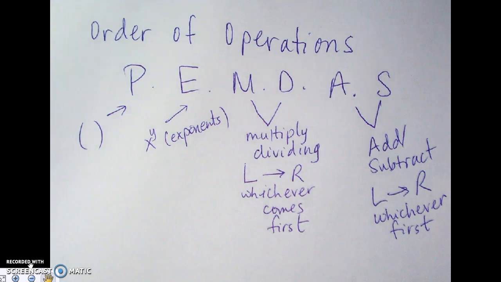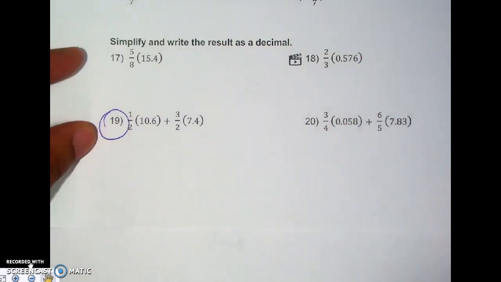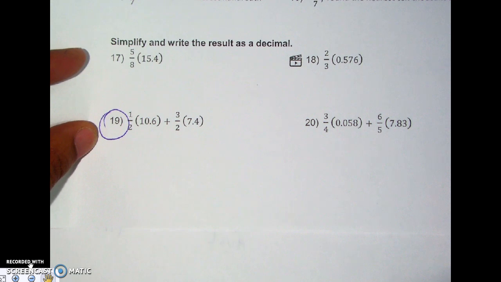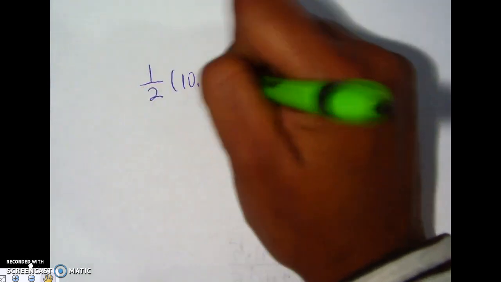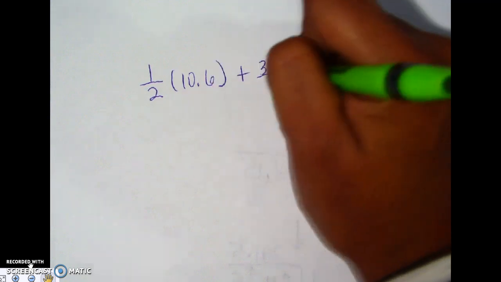Okay, so I am going to do on the bottom of the multiplying. No, I've already done that one, sorry. Let me do number 19 here. So we're going to do 1/2 times 10.6 plus 3/2 times 7.4. So we have 1/2 times 10.6 plus 3/2.